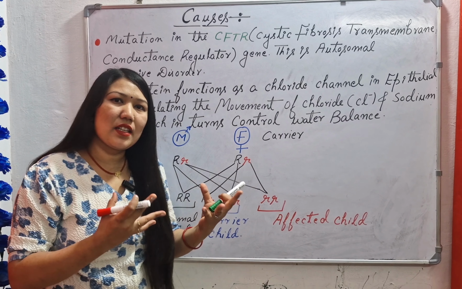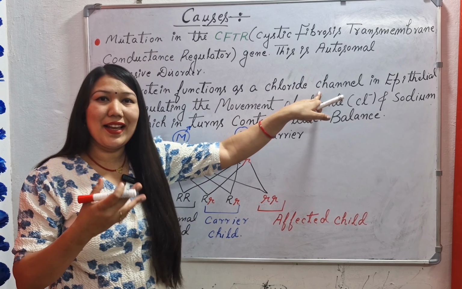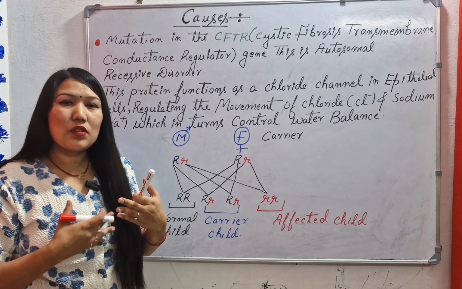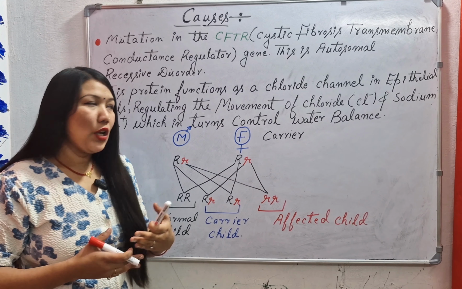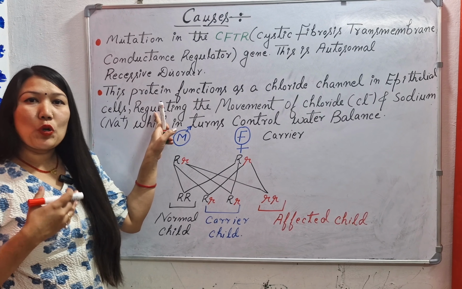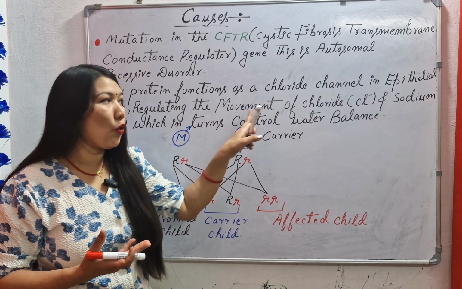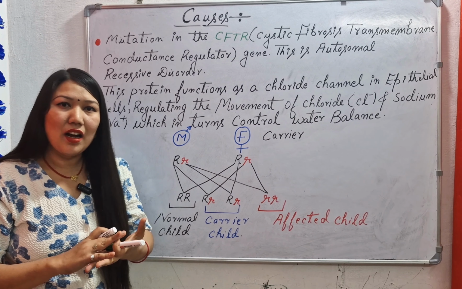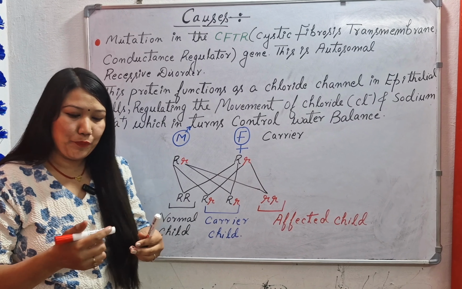So why is this protein important? Because this protein functions as a chloride channel, a channel for ions. This chloride channel is present in the epithelial cells. The protein helps in regulating the movement of chloride, sodium and water balance, so basically it maintains the water balance inside and outside of the cell.